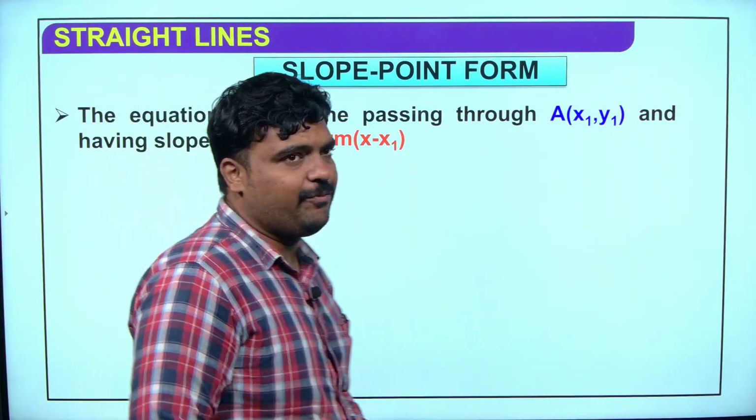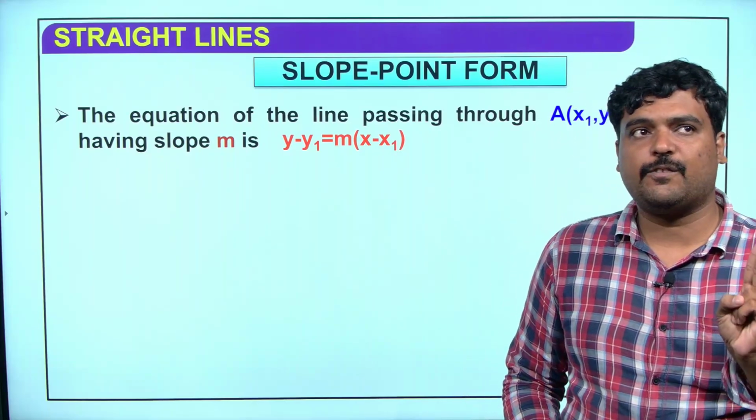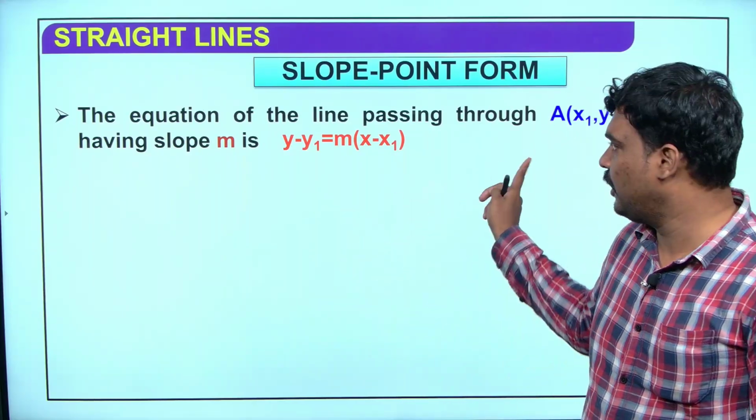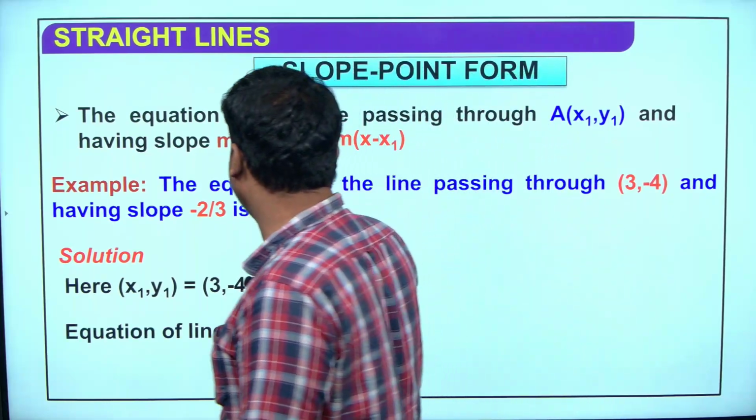So in slope-point form, one slope and one point are given, and I can write the equation of the line very properly. That's what we have done here. Okay. I have given one question, so no need of doing this again.